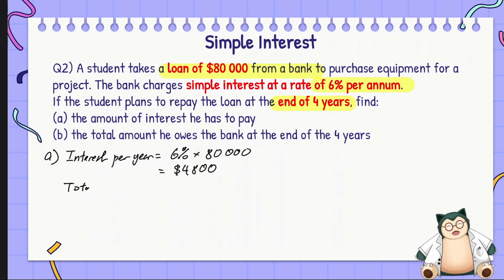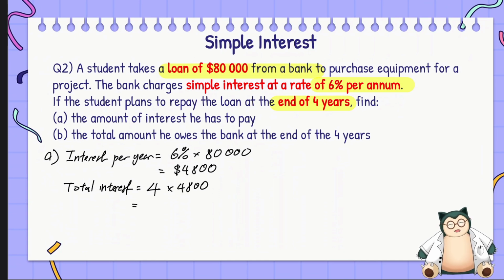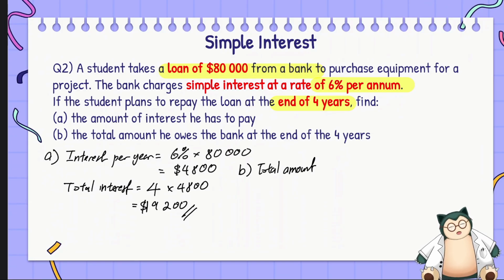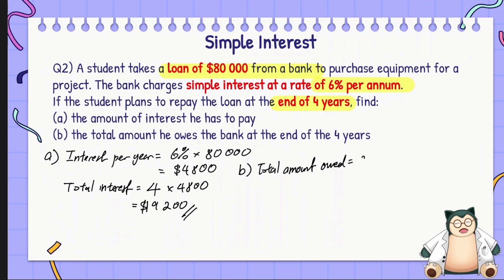So the total interest would be the 4 years multiplied by the interest charged per year, which is $19,200. Well, that's a lot of money. For part B, let me write here, the total amount owed would be your initial principal amount of 80,000.